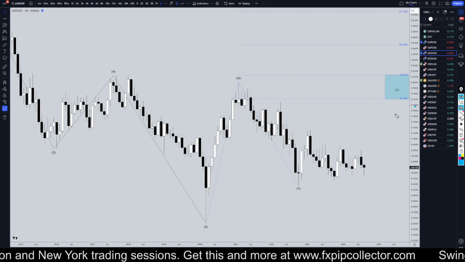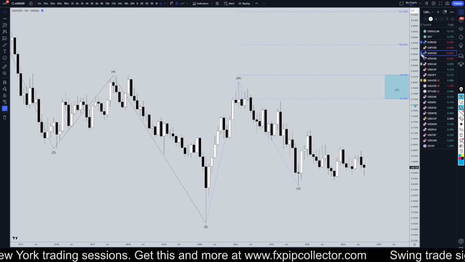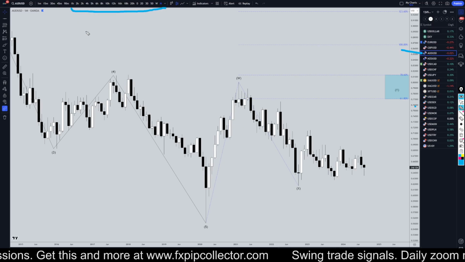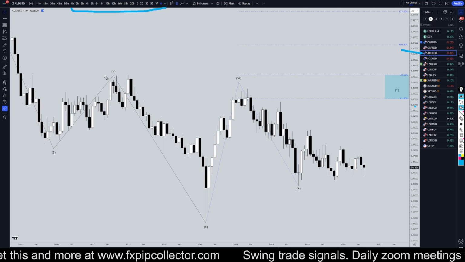Today is Tuesday, August 6th, and I'm going to be analyzing the Aussie US dollar, starting on the monthly, working my way all the way down to the 1 hour time frame for the full top-down analysis.